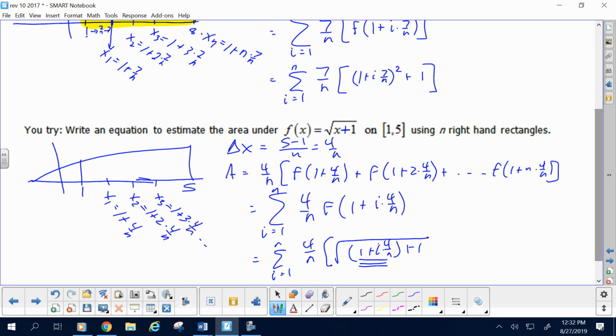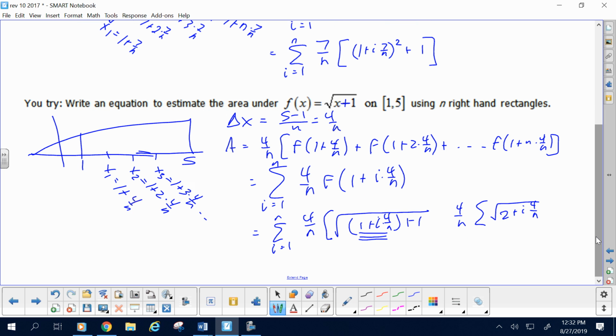But what if they had simplified it and it looked like the square root of 2 plus I 4 over n? What would that kind of indicate? What would it seem like the function is then? Maybe 2 plus x. And what's the starting value? Maybe 0 to 4. How can it be two different things?